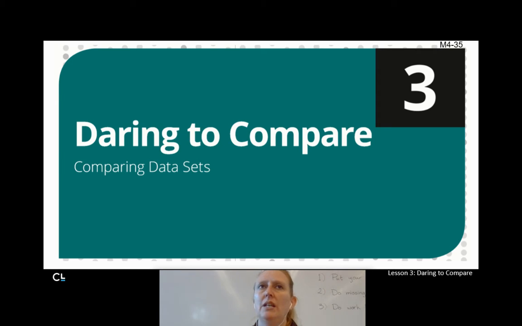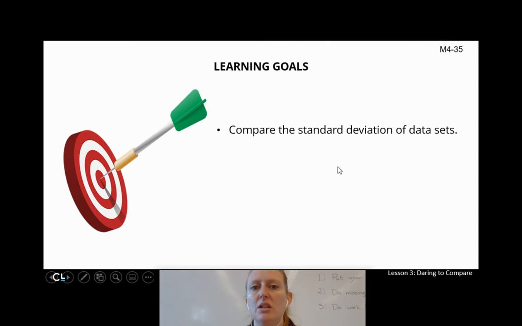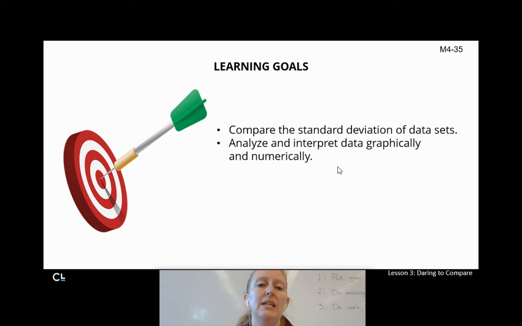So we've done a lot of work with dot plots and histograms and box and whisker plots. We've played with measures of central tendency and measures of spread. We've looked for outliers. Today we're going to push it a little further. We're going to compare the standard deviation of data sets. We did a little bit of that last time. We're going to analyze and interpret data graphically and numerically.